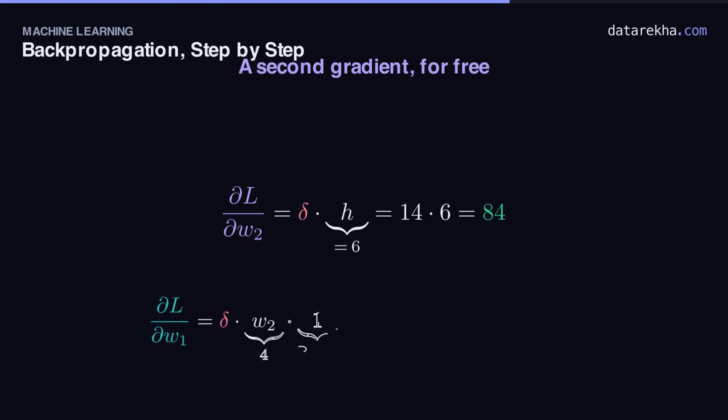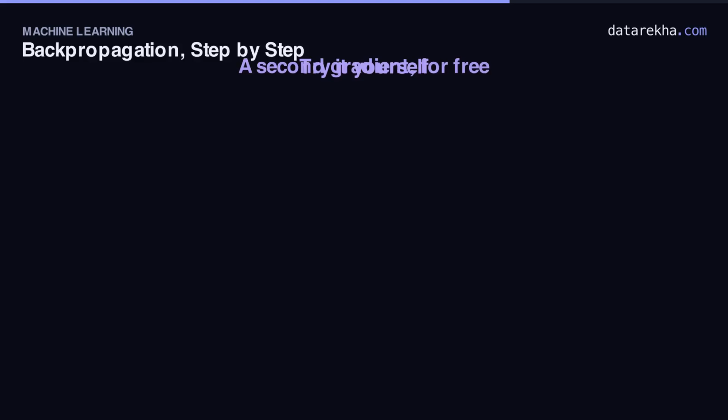The hidden weight, w1, sits deeper, so its blame travels further. Same delta of 14, times the output weight 4, times the ReLU gate, which is 1, times the input x, which is 2. 14 times 4 times 1 times 2 is 112. Two different gradients, both riding on the very same delta. That is the efficiency backprop buys you.